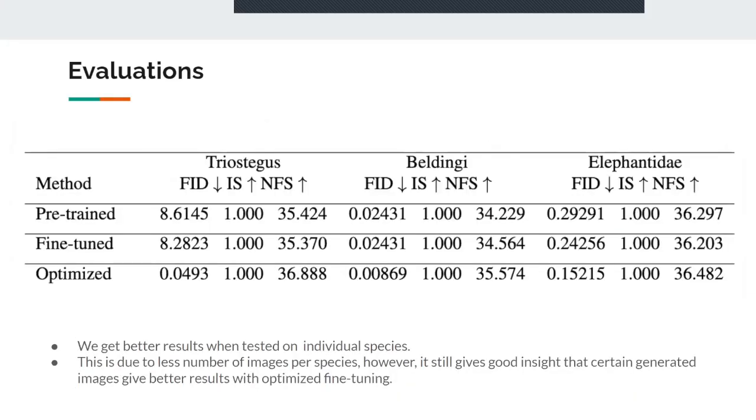Going to the next slide, this is a tabular format of our FID, IS, and NFS metrics. We got better results when we tested on individual species because we used fewer images per species. However, it gives a good insight that certain generated images give better results with optimized fine tuning.